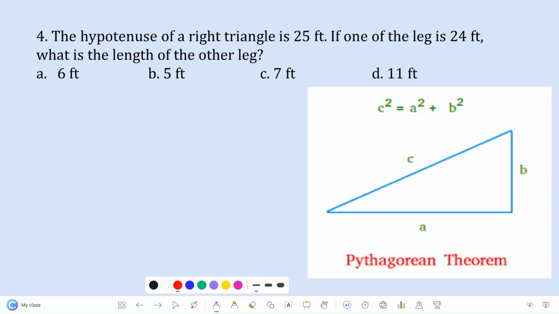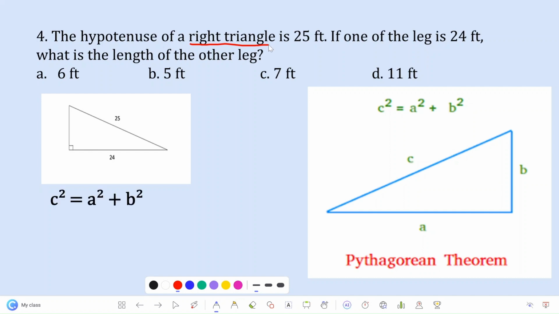Okay. Now, if you are given a right triangle, dahil sabi niya dito kanina ay right triangle, magagamit natin ang Pythagorean theorem. Dito nag-apply lang ang Pythagorean theorem sa right triangles. Okay. So, we have here our figure, 24 ang isang leg at ang hypotenuse niya is 25. So, paano natin gagamitin ang Pythagorean theorem? That is simply c squared is equal to a squared plus b squared. Ibig sabihin, the square of the hypotenuse is equal to the sum of the squares of the two legs.